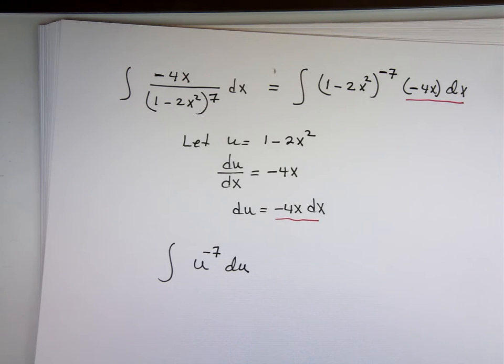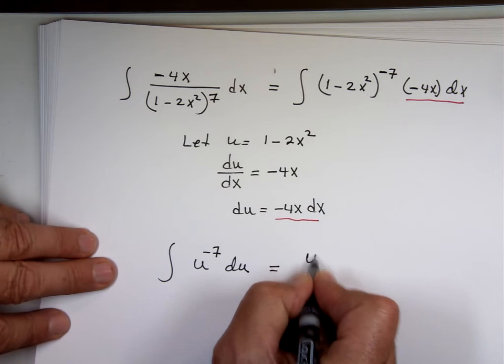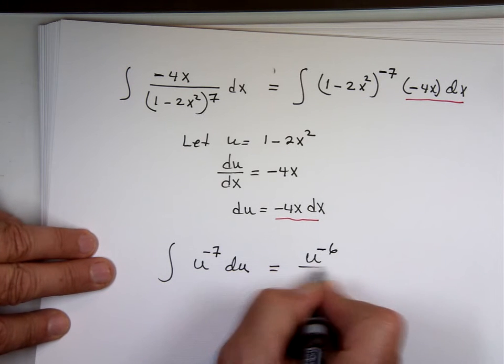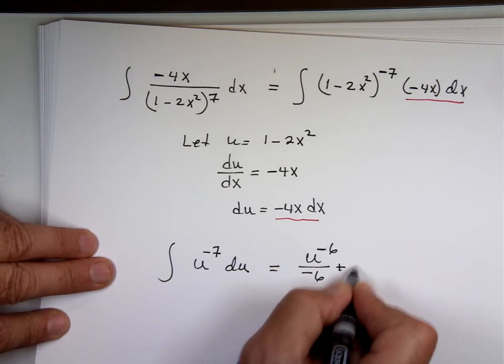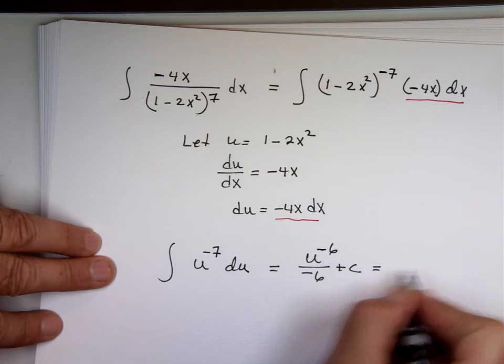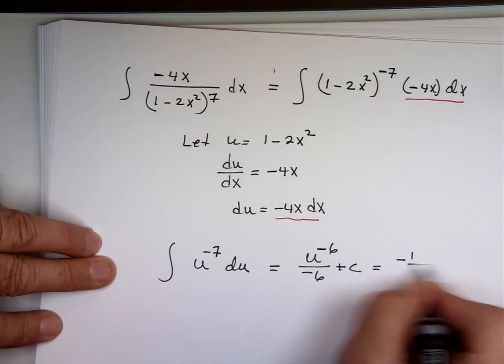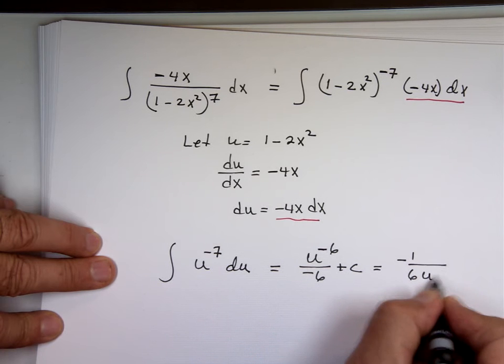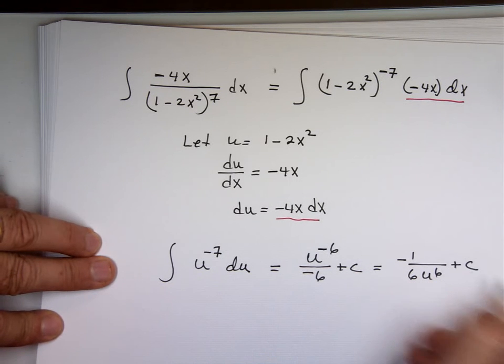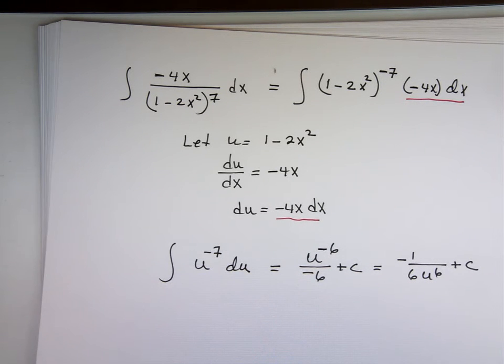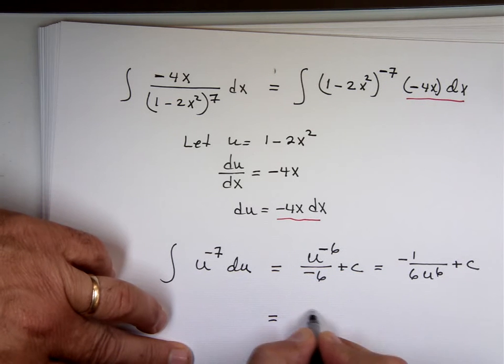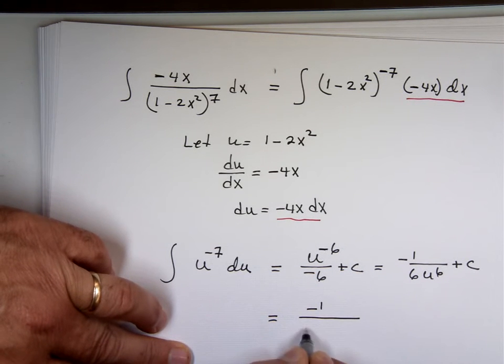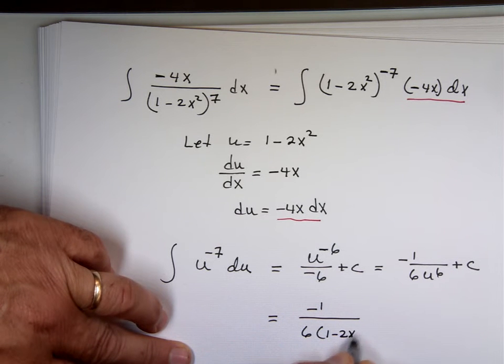So add 1 to the power and divide by the new power. And the last step again, change it back to x. In place of u, I'm going to put 1 minus 2x squared to the 6th power plus c.